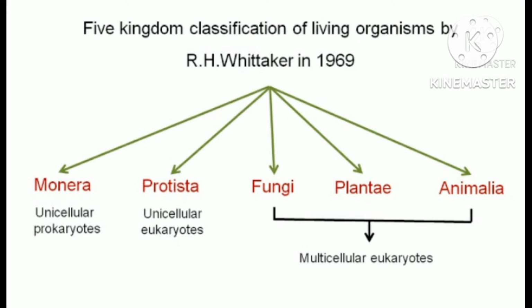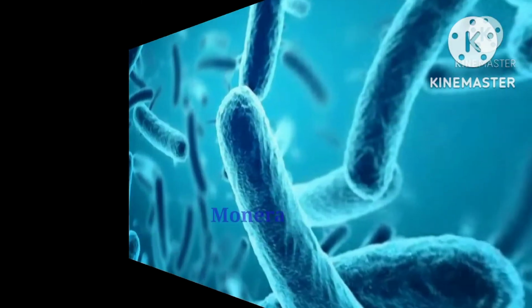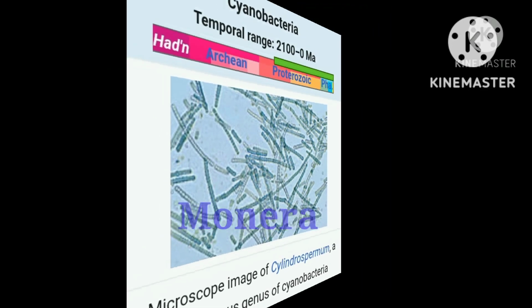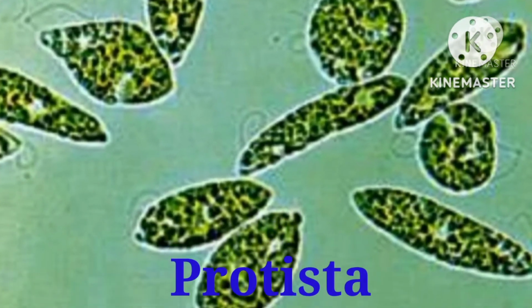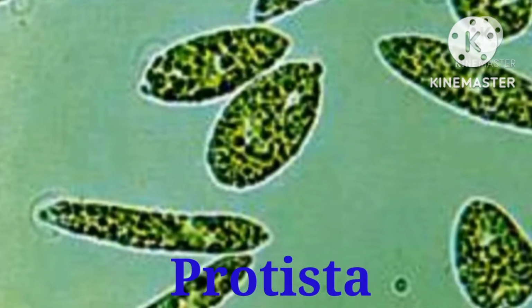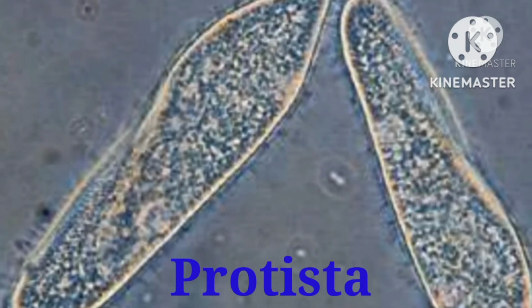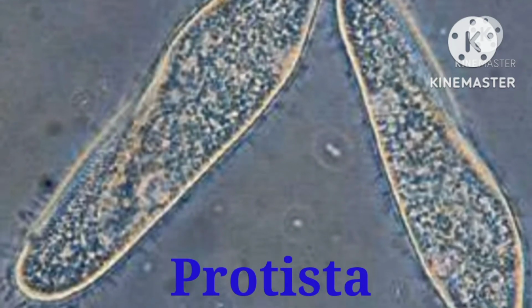According to Whittaker's five-kingdom concept, bacteria and cyanobacteria are included in kingdom Monera. All single-celled eukaryotes, that is, microalgae and protozoa, are included in kingdom Protista.